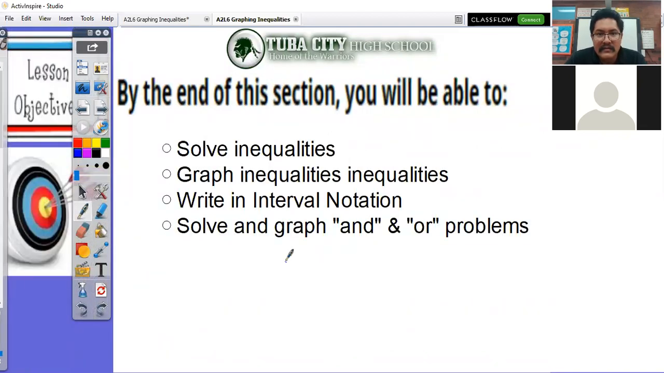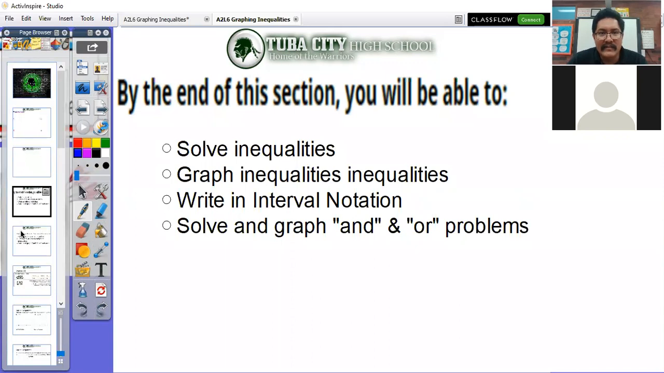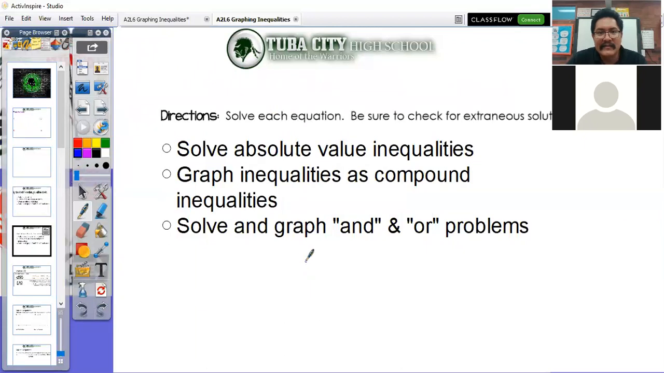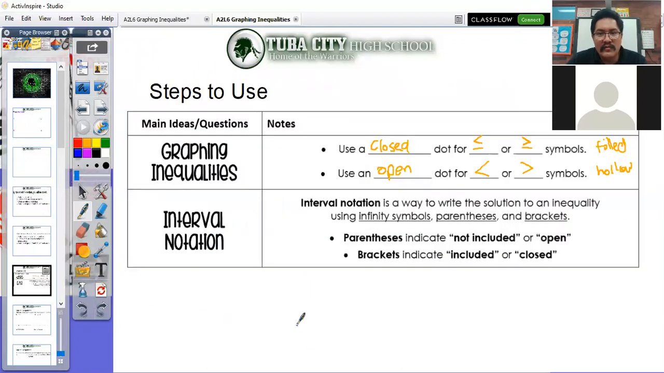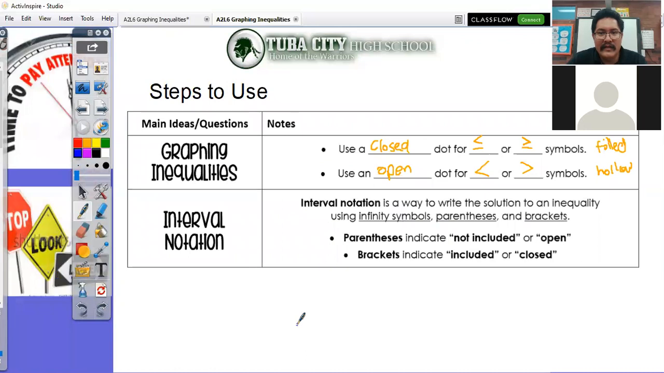Okay, so our objectives for today: solve inequalities, graph inequalities. Well, it should say graph inequalities. I don't know why it says graph inequalities. Oh well, maybe there wasn't enough inequalities. Write in interval notation. Solve and graph and and or problems, although we probably won't get to that today if I want to keep the video within this certain time period. So let's go ahead and move into the first part of what we've got going today.